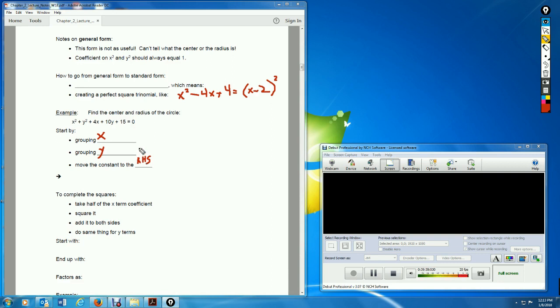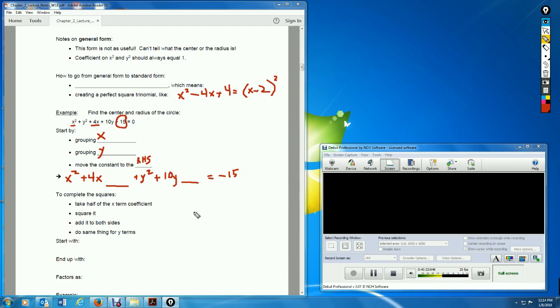Okay. So if we start by doing all of that, I want to group my x terms. I've got an x squared plus 4x. So I'm going to have x squared plus 4x. And then I'm going to purposely leave some space here. Then I'm going to group my y terms. So my y terms, I've got y squared and 10y. So plus y squared and then plus 10y. And then again, I'm going to purposely leave a little space. And I'm going to take the constant and move it to the other side. So just subtract 15 from both sides, so equals negative 15.